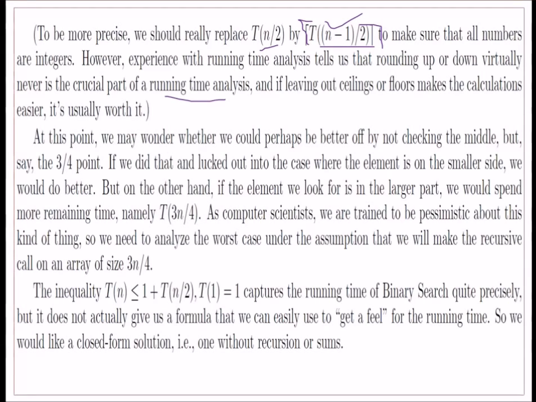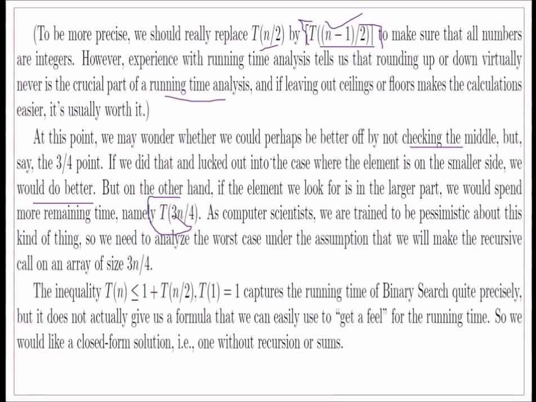So at this particular point, we would think whether we could perhaps be better off by not checking the middle point, but say 3/4 or 1/4. And if we actually perform that, where the element is on the smaller side, it would be quite better, because we have just taken the point as 3/4. But there is another discussion for this. If the element we are looking for is in the larger part, we would spend more remaining time, see T(3n/4).